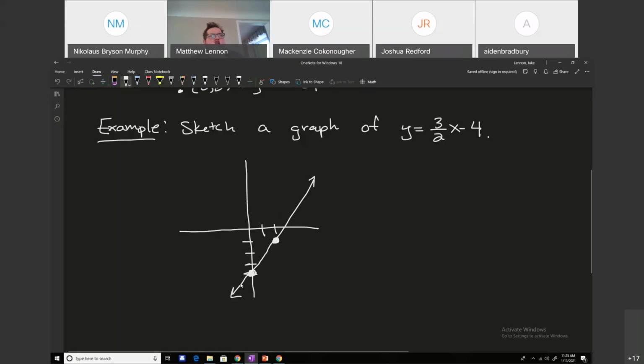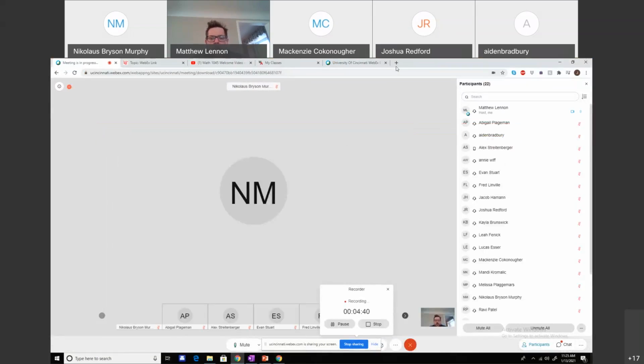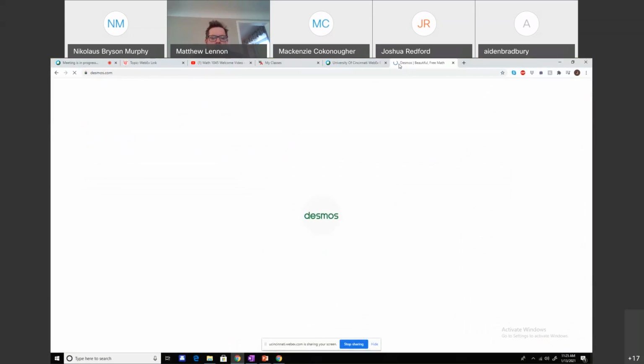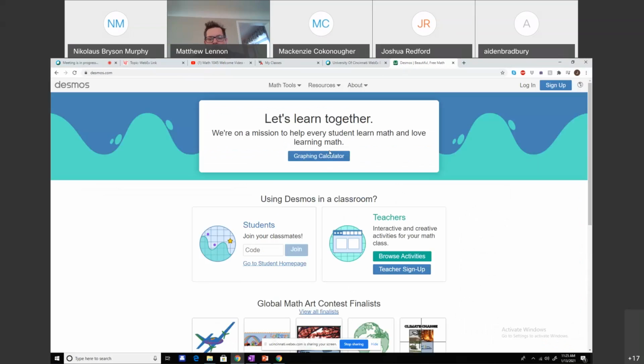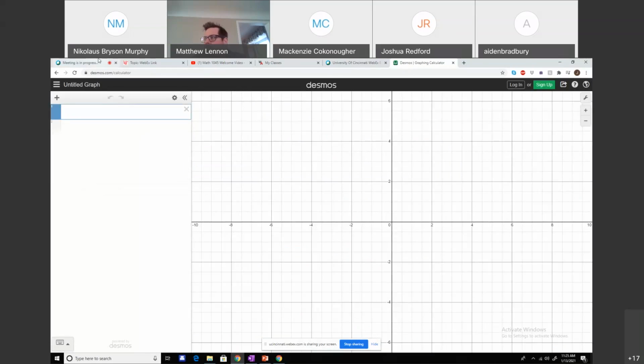If you have something more complicated that you want to graph and you need some accuracy, because right, graphing by hand is often inaccurate. What's a good website to graph something? I like Desmos, DESMOS.com. It's got a really nice graphing calculator. So if you don't have a fancy graphing calculator, you can just go to this website.